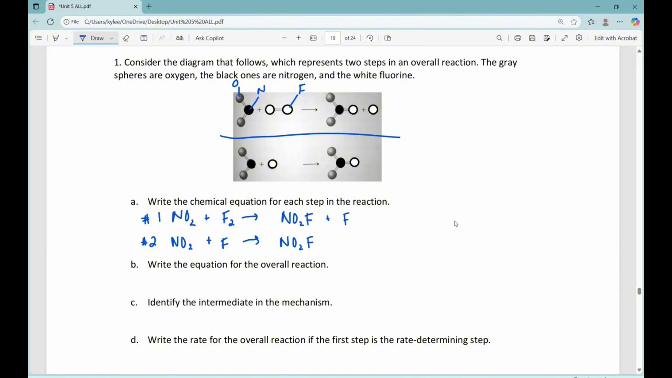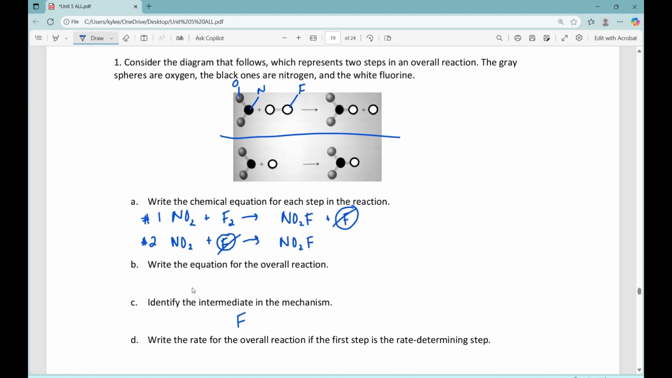Write the equation for the overall reaction. So here is where I would cancel any intermediate. My intermediate would be the fluorine radical that was produced, because it got produced and used up. So I can actually cancel the fluorine radical. And again, in part C, they ask me to determine what the intermediate is, so I'm going to go ahead and write that there.